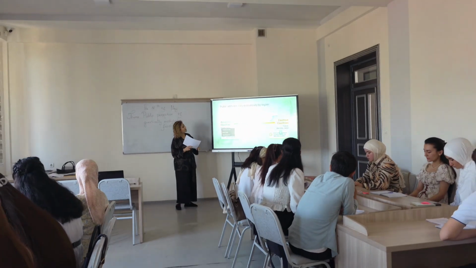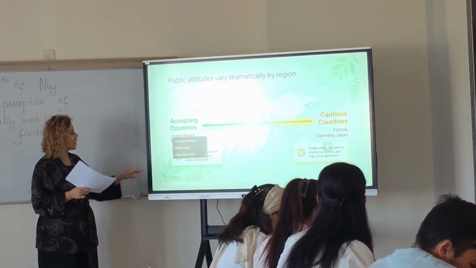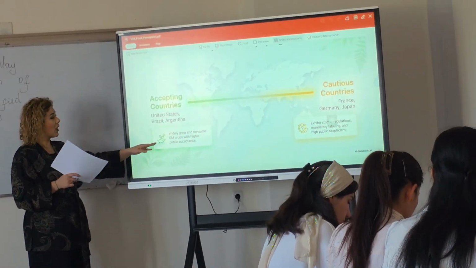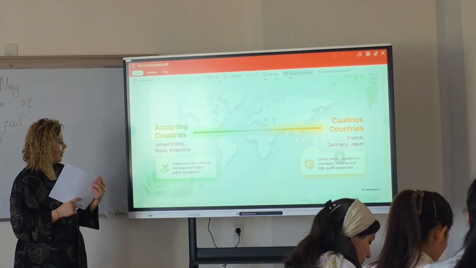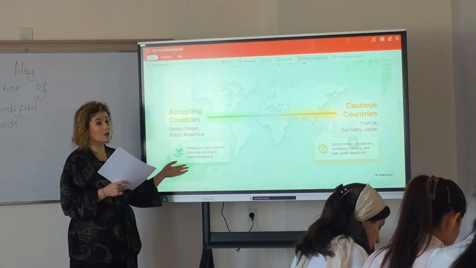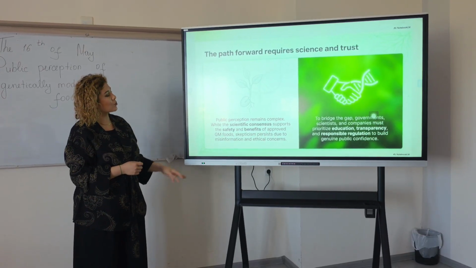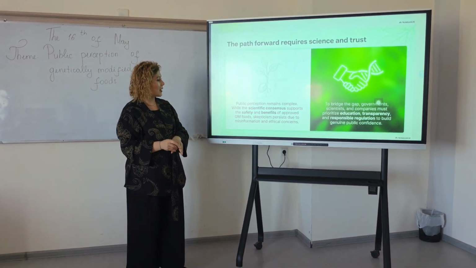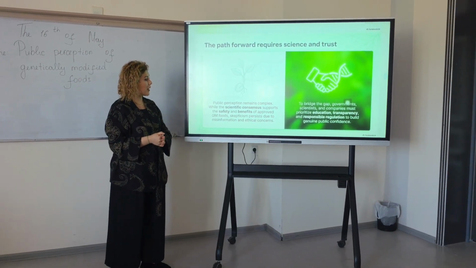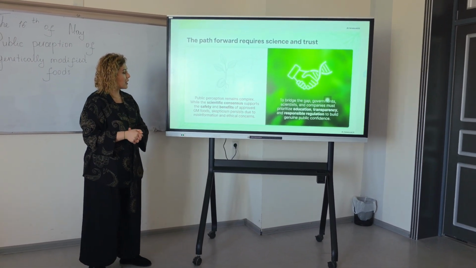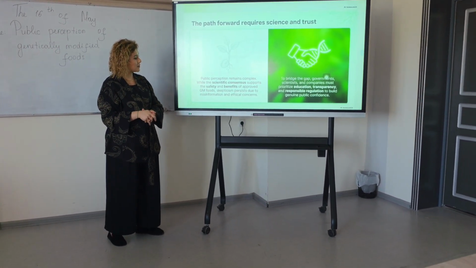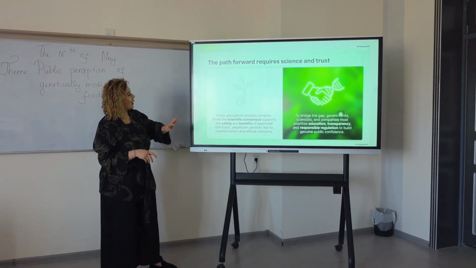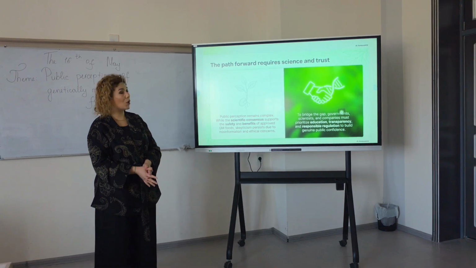Okay, public attitudes vary dramatically by region. Countries such as the United States, Brazil, and Argentina widely grow and consume GM crops. The path forward requires science and trust. Public perception remains complex, while the scientific consensus supports the safety and benefits of approved GM foods. Skepticism persists due to misinformation and ethical concerns. So, this is the end of the topic.